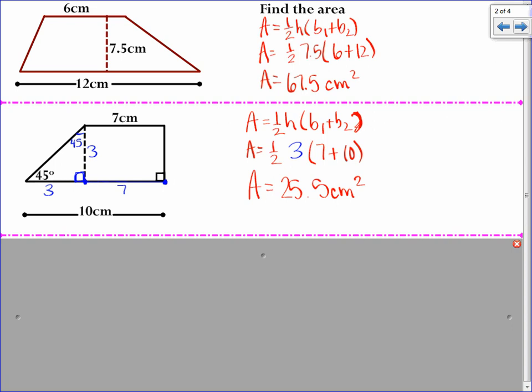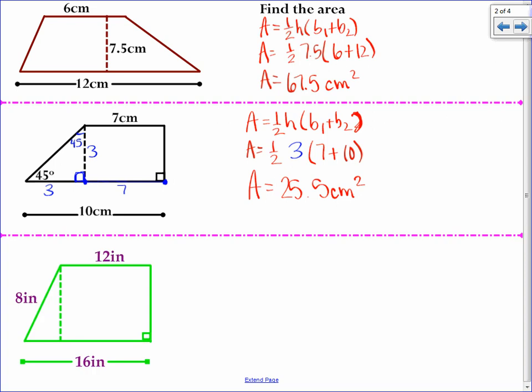Let's try one more. What information do we have? Again, we have the bases on this one. So I'm going to start by writing the formula. That's always the first thing I do. I figure out what shape it is, pick the right formula, write it down. Now I can start throwing the numbers in that I do know. I'm leaving the spots I don't know blank.